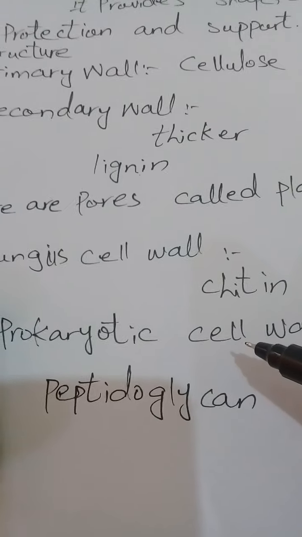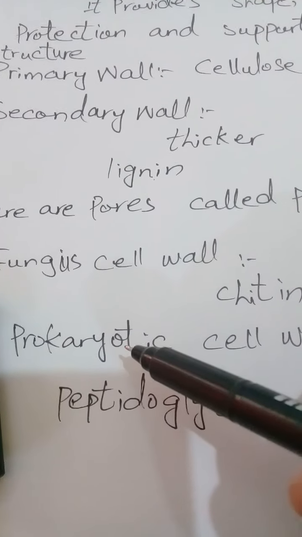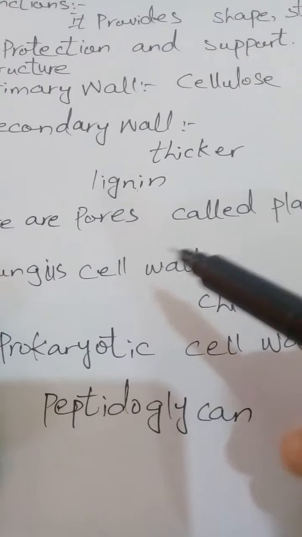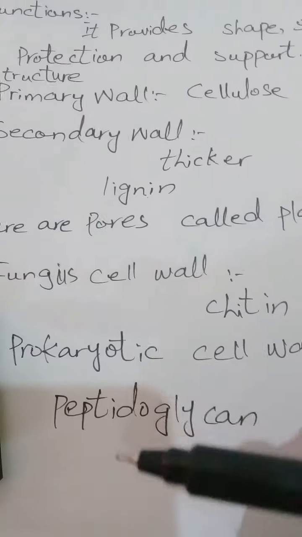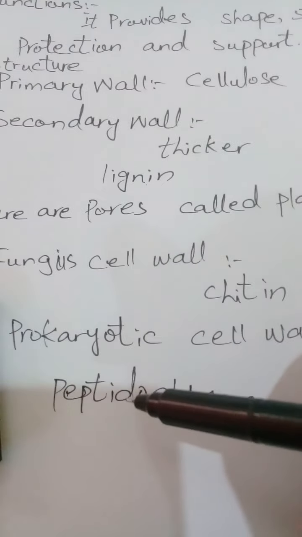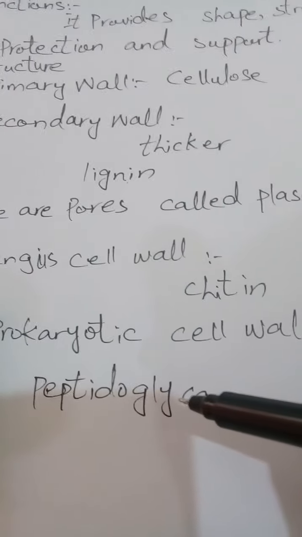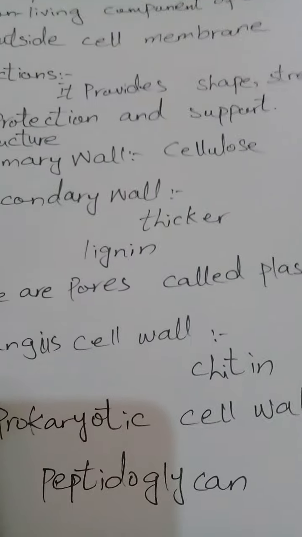Prokaryotic organisms, like bacteria, are those organisms that do not contain a nucleus or membrane-bounded organelles. The prokaryotic cell wall is mainly composed of a chemical called peptidoglycan. What is peptidoglycan? Peptidoglycan is a complex of amino acids and sugars.